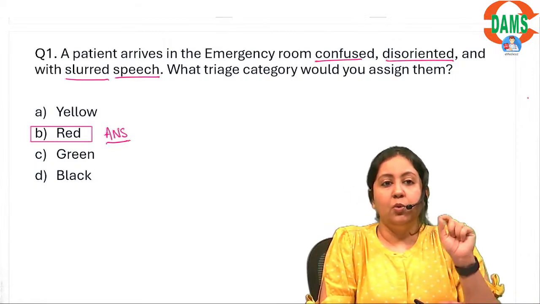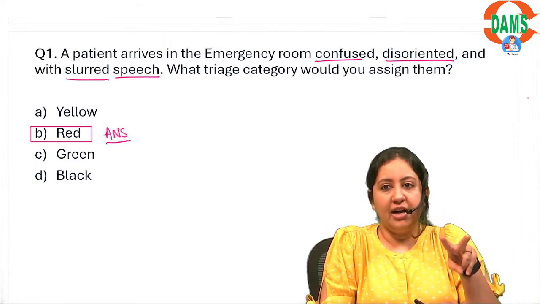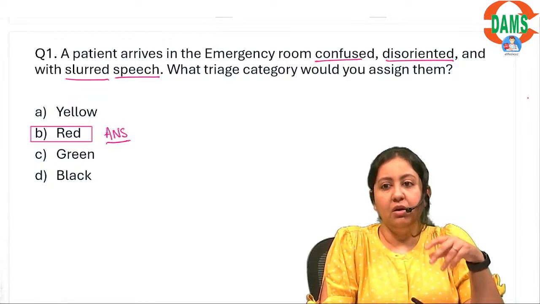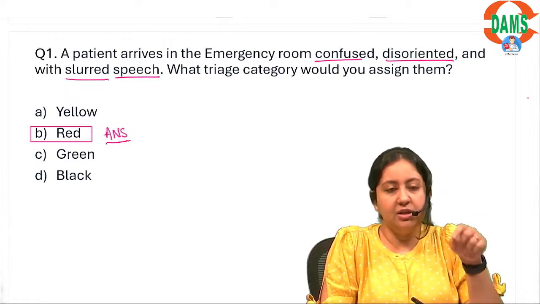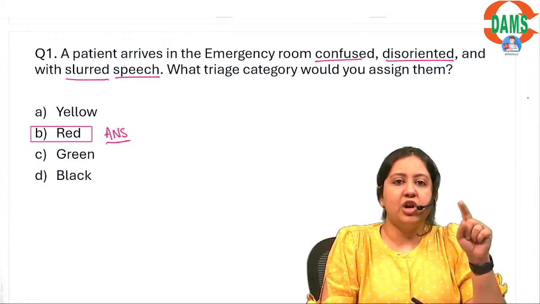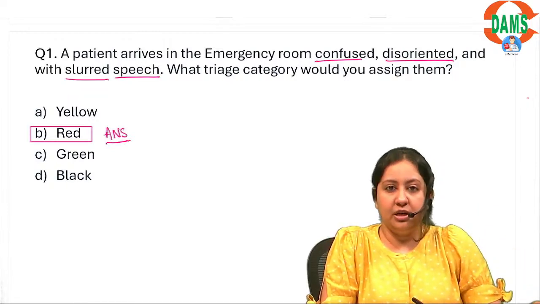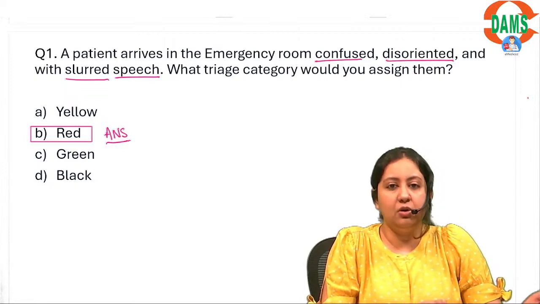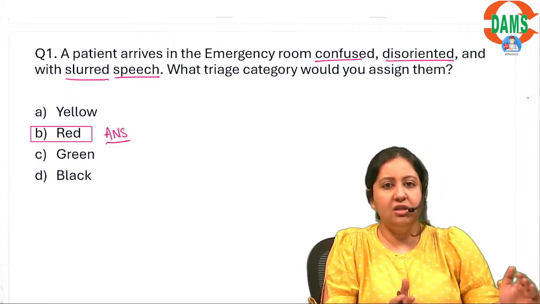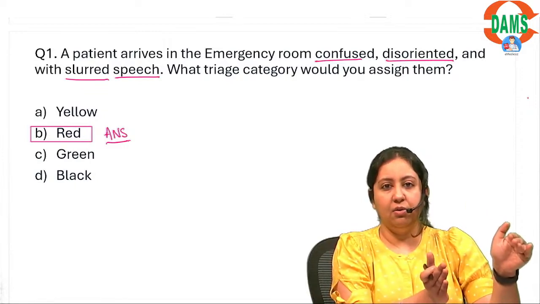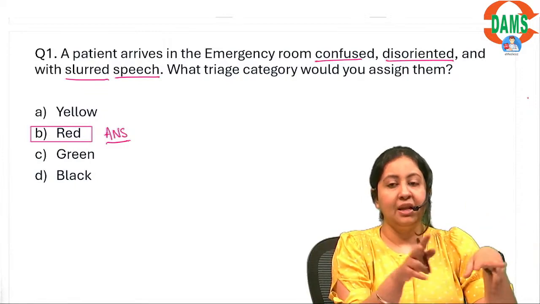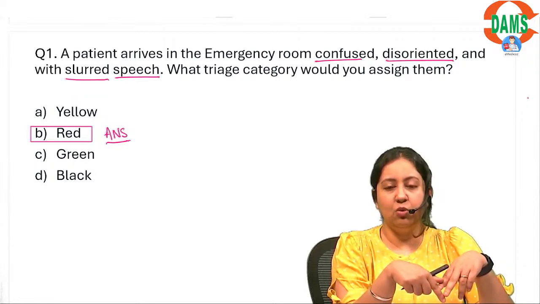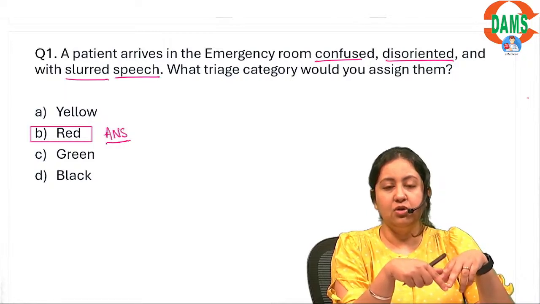Now quickly, I'll tell you two things about triage. We have all revised triage a lot. We know the categories, we know the color codings, but there are two things. One is triaging at the site of a mass casualty, either a train accident, a bus accident, an earthquake site, the site where the mishap has happened. Second is triaging when a patient walks into the emergency room of a hospital.